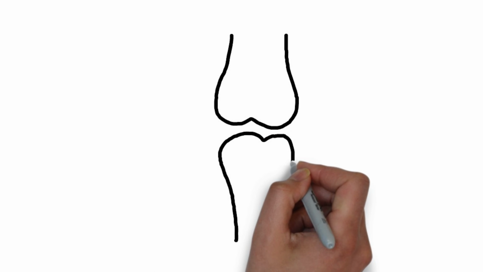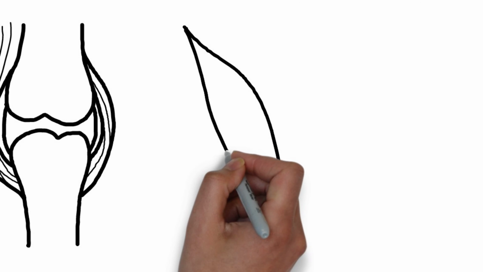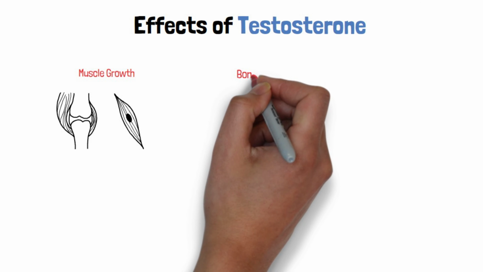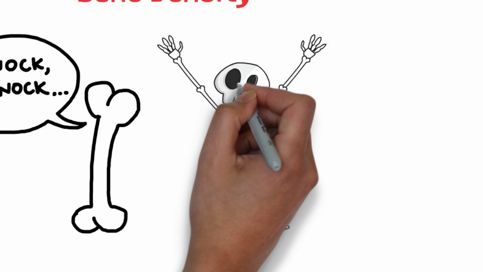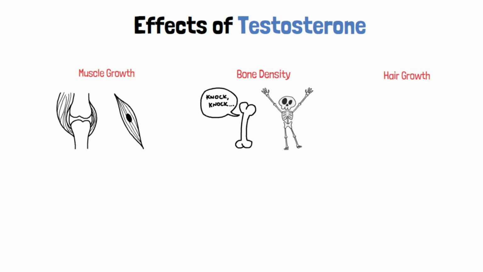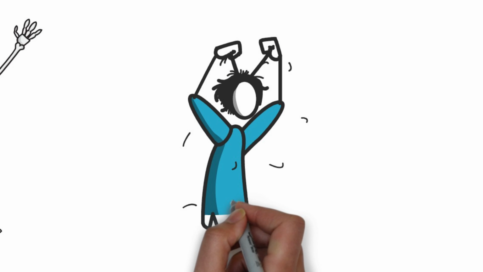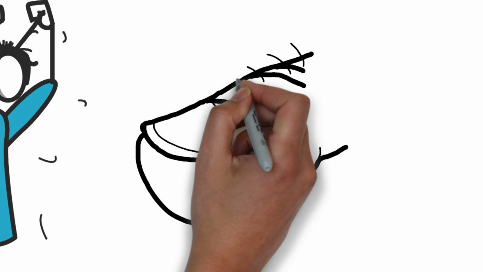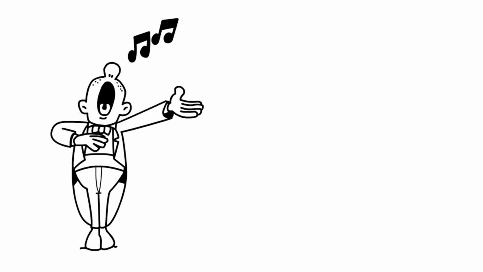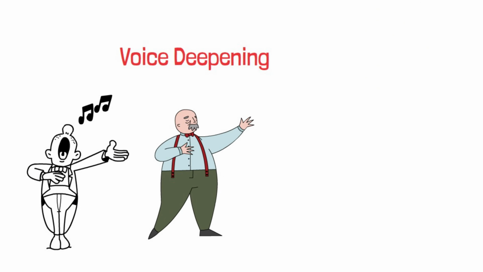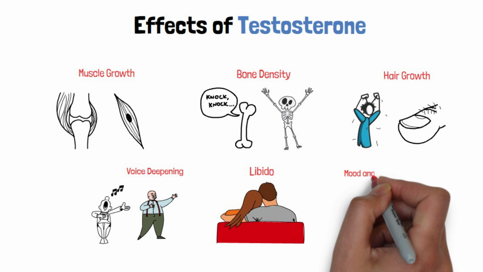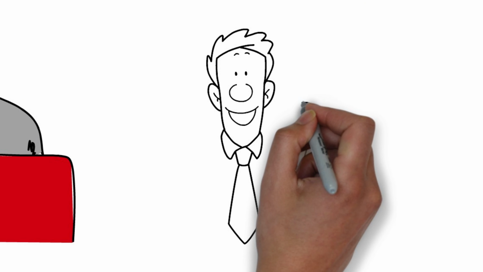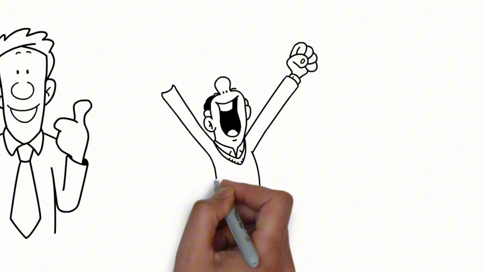Number one is muscle growth. Testosterone enhances muscle mass and strength by boosting protein synthesis. Number two is bone density. Testosterone increases bone mineral density, reducing the risk of osteoporosis. Number three, we have hair growth, which stimulates the growth of facial and body hair. Voice deepening in number four. This leads to a deeper voice, which is particularly noticeable during puberty. Number five is libido. Testosterone increases sexual drive and performance. And lastly, mood and energy. Improve overall mood, energy levels, and well-being.